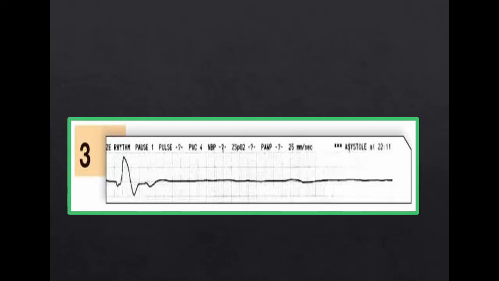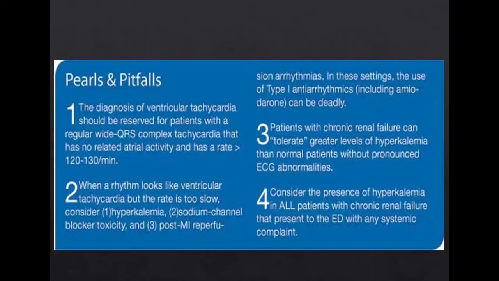The important point I want you to take away is that when you see a wide complex rhythm, and it's bizarre, you think hyperkalemia. If the rate is less than 120, then you must think about a sodium channel blocking agent. You must think about, especially if the patient's post-thrombolysis, an accelerated idioventricular rhythm. And the last one is you must think hyperkalemia.